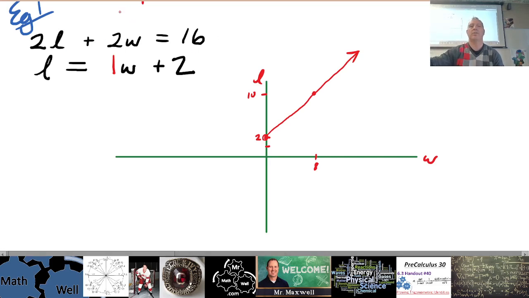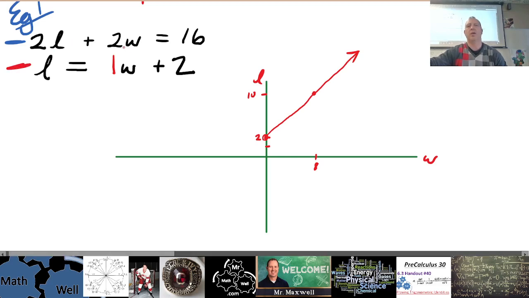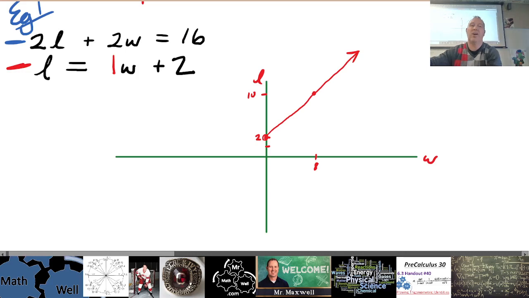Now let's graph the other one simultaneously. I'll graph this one in blue maybe. So this one is red and this one is blue. So 2L plus 2W equals 16. In order to graph this, you could change this around and solve for L, or you could use a table of values. I want to show you how to do this because a lot of students don't like using tables of values. So I'm going to use W as the X and L as the Y. So a table of values, let's start with 0 on W.